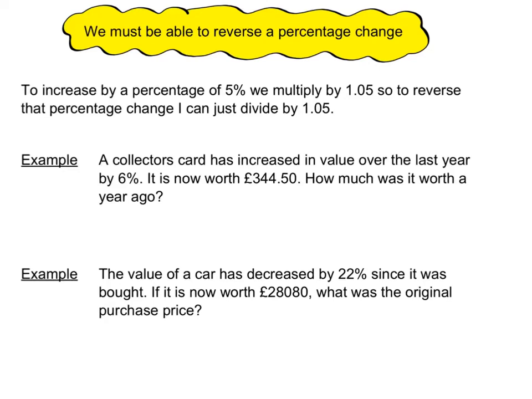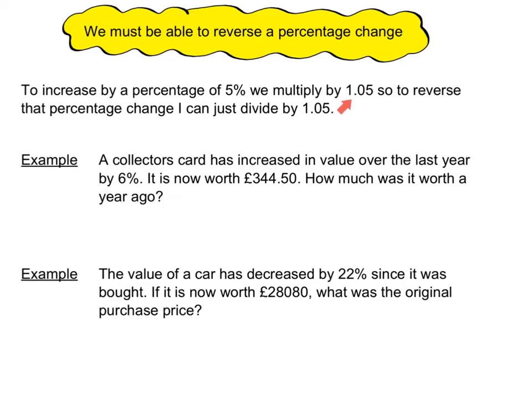In this section, we're going to look at a particular type of question, which is to reverse a percentage change. What we're looking to do in these questions is basically undo a percentage change that's already taken place. Now, to do this, we need to remember that if we want to increase something by 5%, we use our multiplier, so we multiply by 1.05.